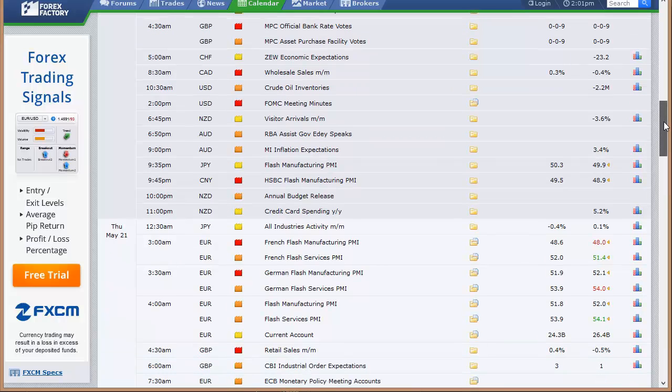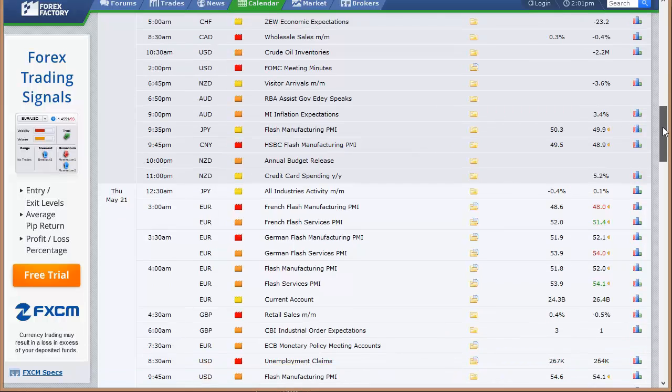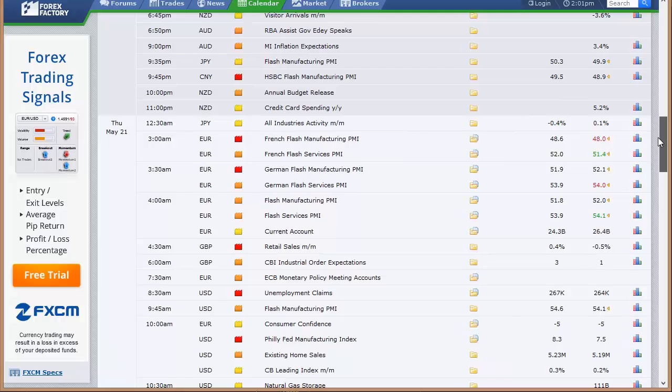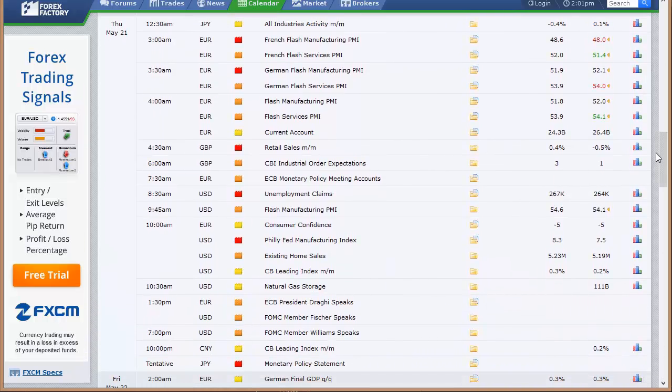Visitor arrivals out of New Zealand Wednesday night. Inflationary expectations out of Australia. Flash manufacturing PMI out of Japan. Annual budget release and credit card spending out of New Zealand. That takes us into Thursday. The all industries activity out of Japan.